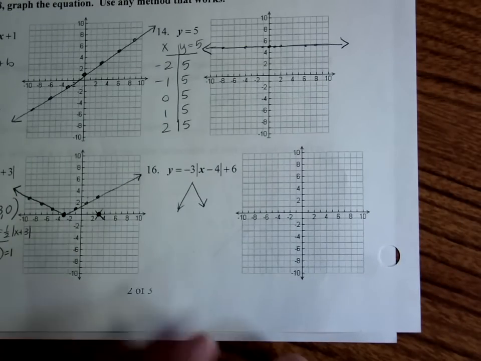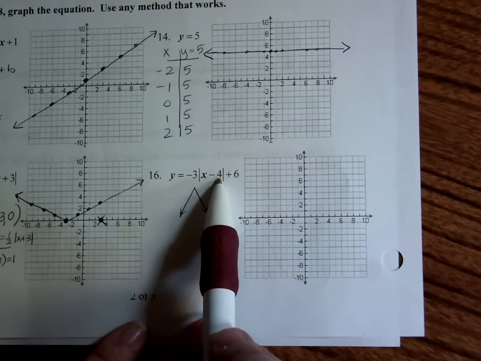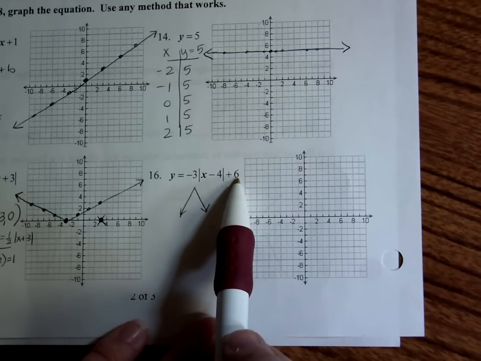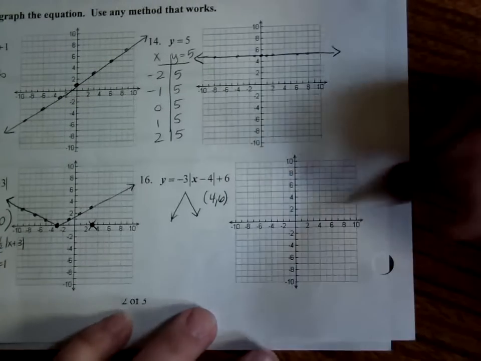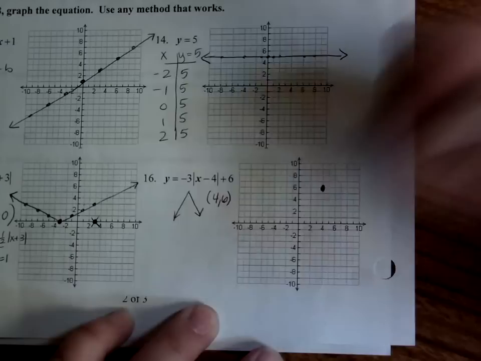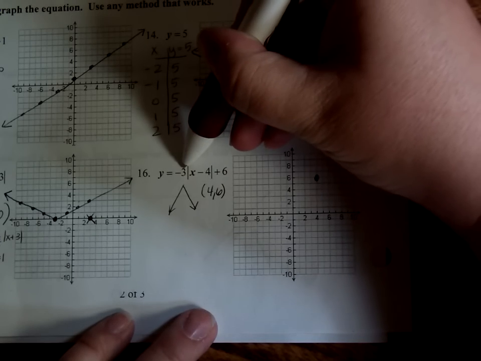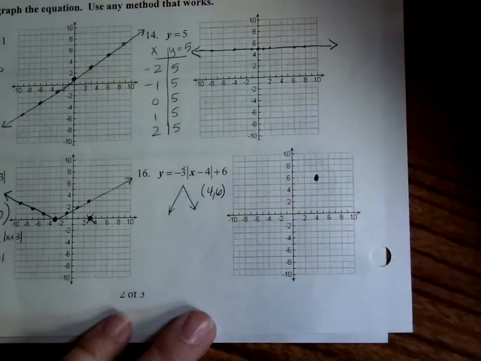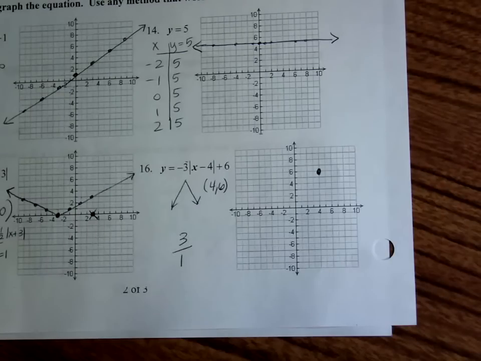All right, so this one's upside down. The vertex is at (4, 6). Y'all see that? So I go to +4, and I'm being careful that I go the right direction this time. And there's my vertex. And the slope being 3, or this number right here being 3, says that I'm going to go either up or down 3 for every 1 I go to the right or left.